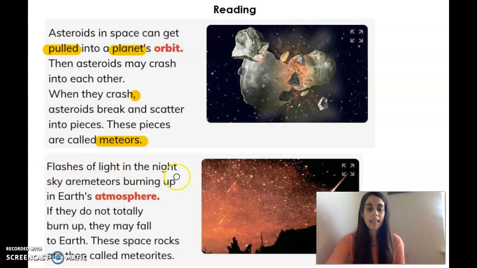Flashes of light in the night sky are meteors burning up in Earth's atmosphere. If they do not totally burn up, they may fall to Earth. These space rocks are then called meteorites. Now please pause the video and read it out loud on your own.